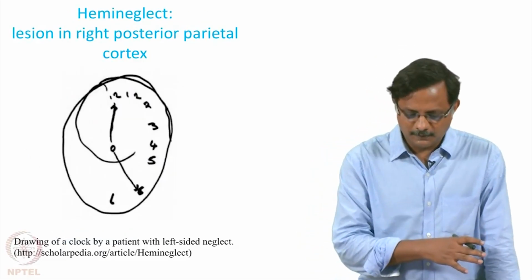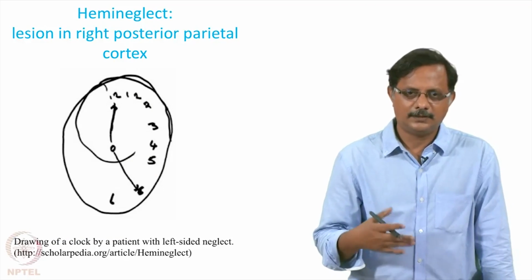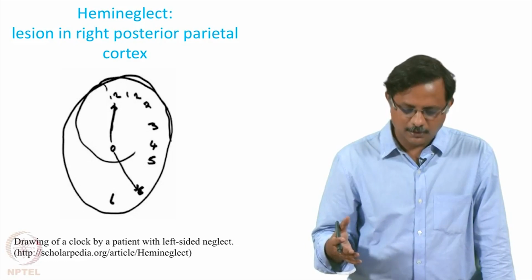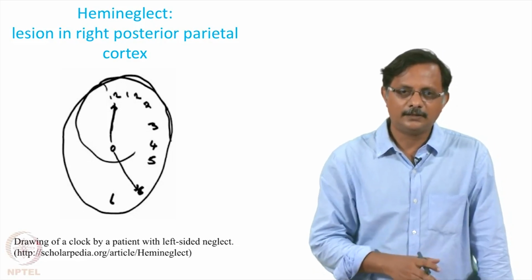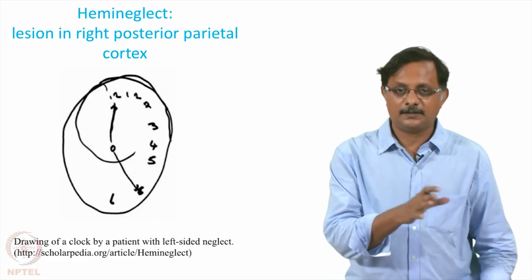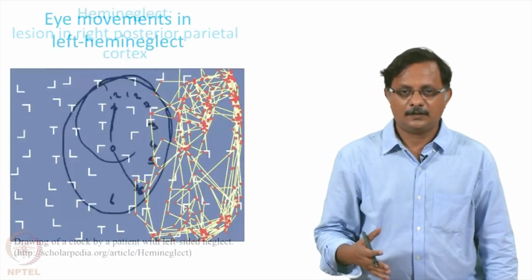So, here is a picture of a clock drawn by a patient who suffers from a lesion or damage to the right posterior parietal cortex, and in this case the person has drawn the clock only on the right side. The person has completely omitted the details of the clock on the left side, because it is as though the left side of the space or the left side of the world does not exist for this patient.